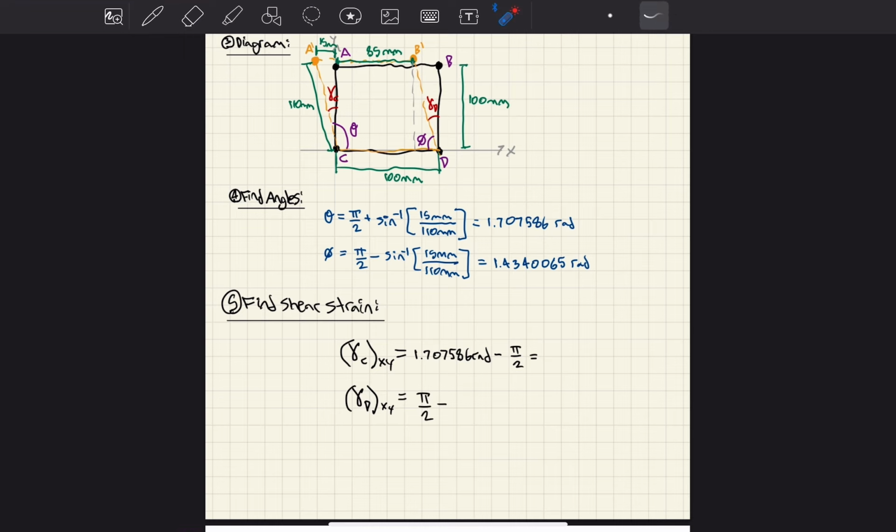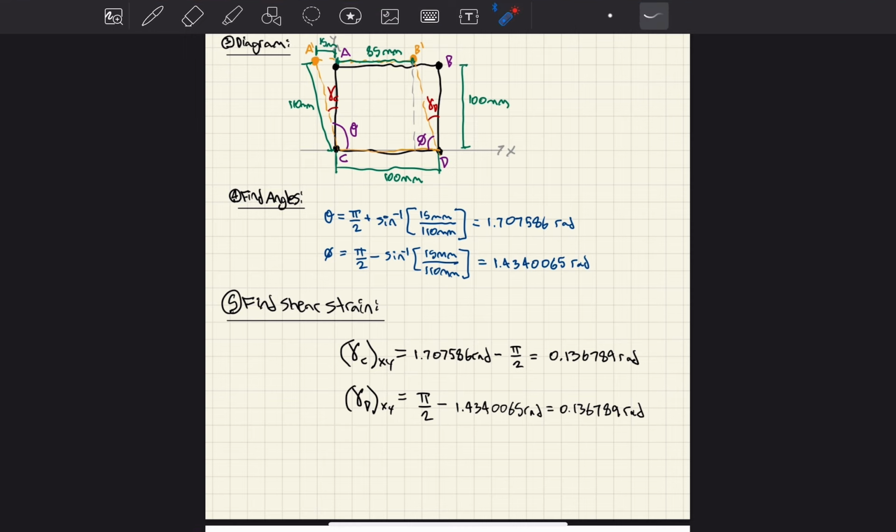Pi over 2 minus the angle phi, right? So it's just 90 minus this angle will give you the shear strain angle. So 1.434065 radians, right? What will you get? You'll get a value, or a magnitude for that matter, of 0.136789 radians for both of them. And that translates to about 7.8 degrees.